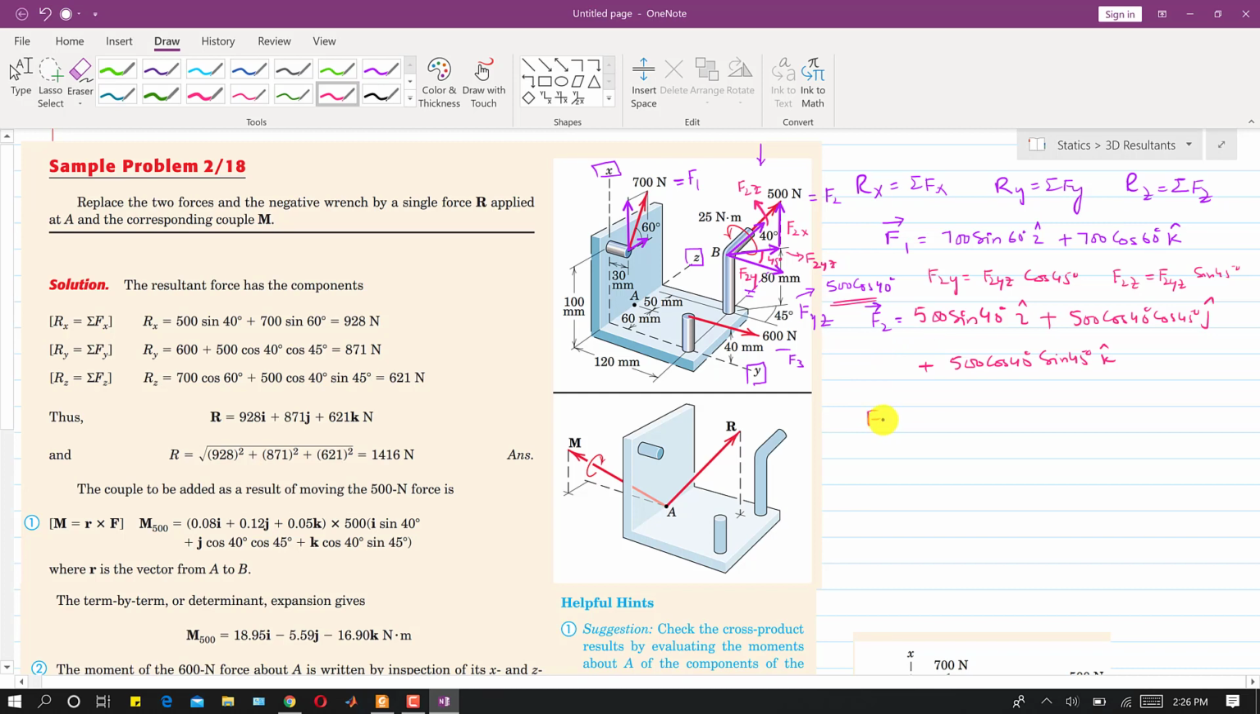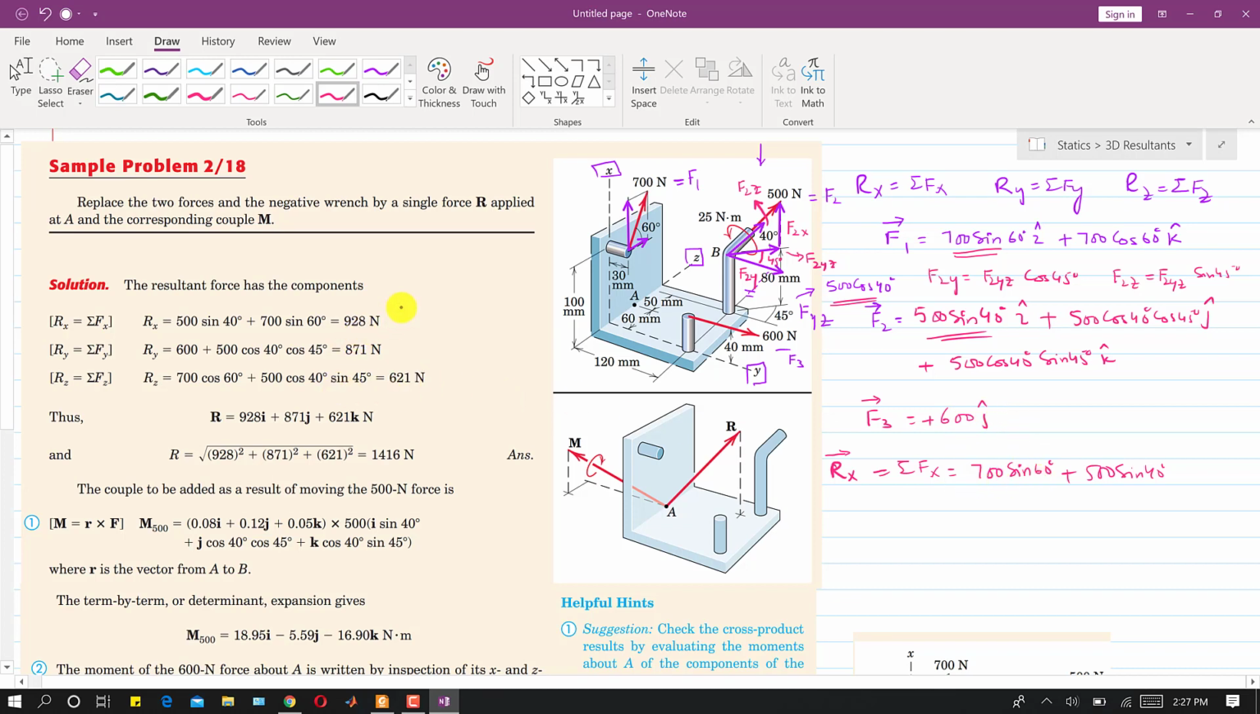And F3 is only acting along the positive y, so I can write that this is 600 in the positive j direction, so 600j. Now if you want to find Rx, Rx will be the summation of all the components along x. So we will add up 700 sine of 60 degrees plus 500 sine of 40 degrees, and there is no x component of this F3.